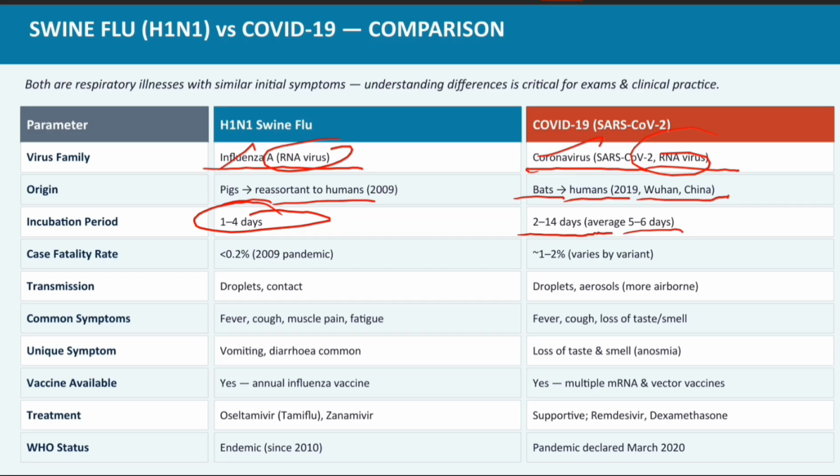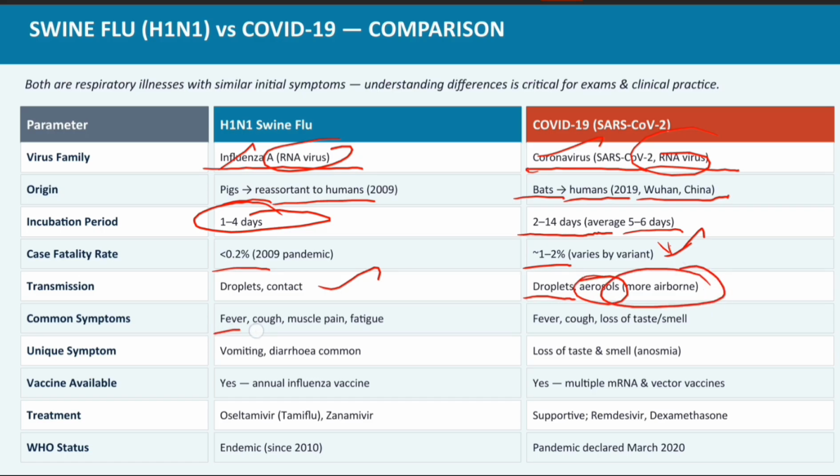The case fatality rate for swine flu is less than or equal to 0.2%. But for COVID-19 it is 1 to 2%, varying by variant, and it is higher. Swine flu is transmitted through droplets and direct contact. COVID-19 spreads through droplets and aerosol, so it is more airborne.